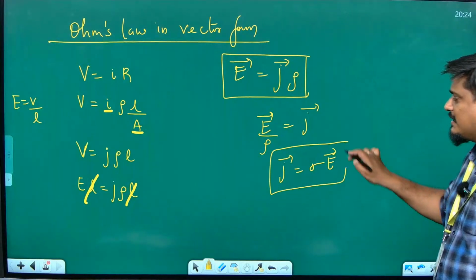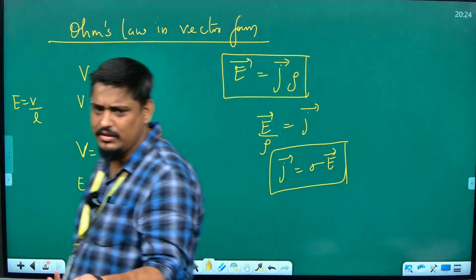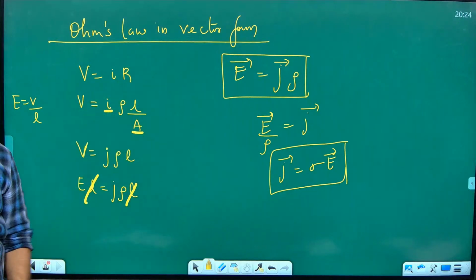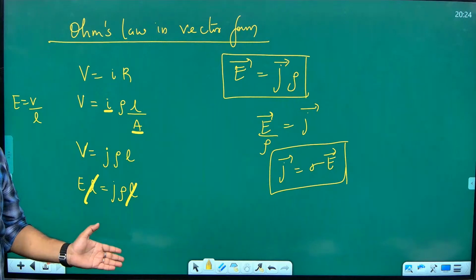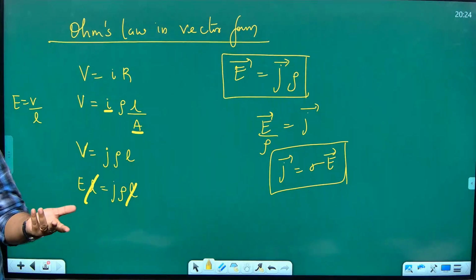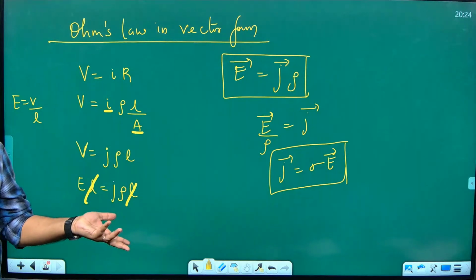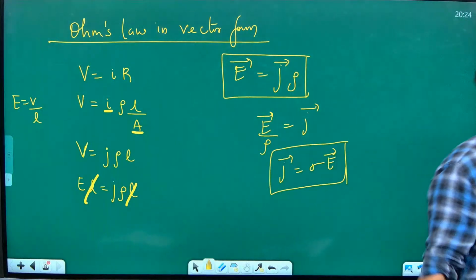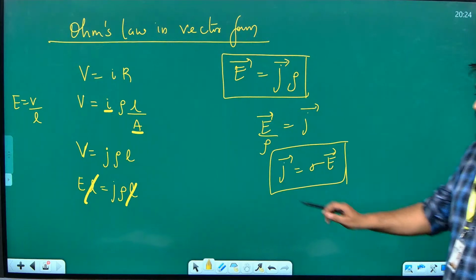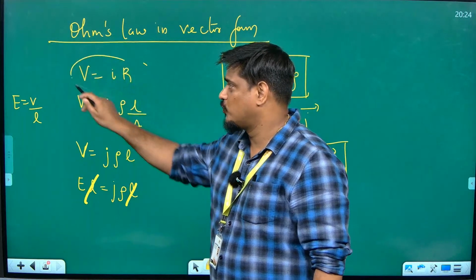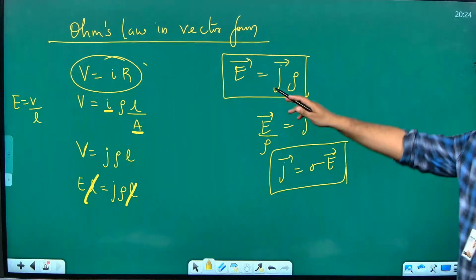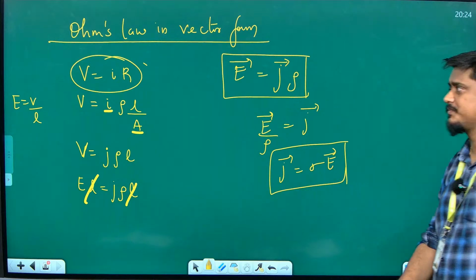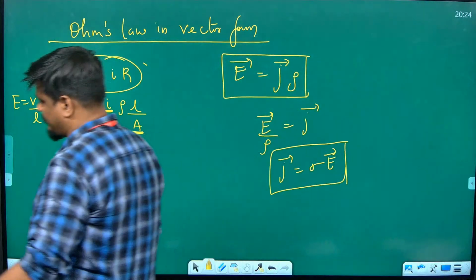So I can write J vector is equal to sigma into E vector. This can also be called Ohm's law. Both are the same only, because 1 by rho is sigma. So either write E vector is equal to J vector into rho, or write J vector is equal to sigma into E vector. They both have the same meaning. And this is how we represent Ohm's law in vector form. So Ohm's law in scalar form is V is equal to IR. Ohm's law in vector form is E is equal to J rho, or J is equal to sigma E, however you want to write. Copy it fast.